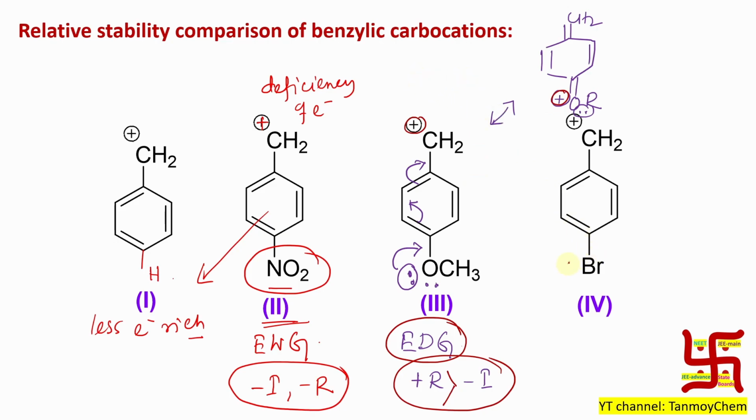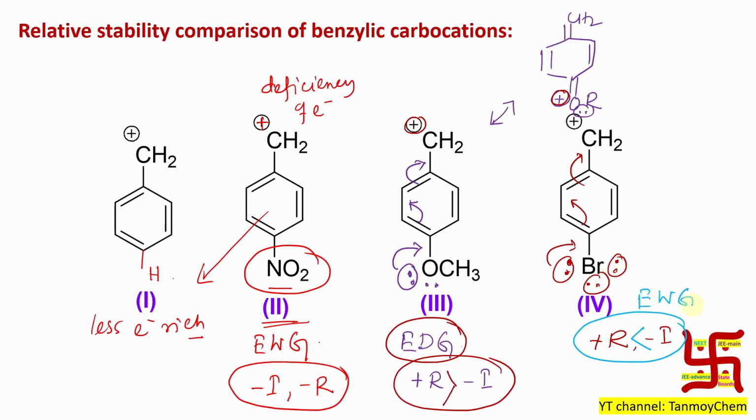Now if you look at bromine, it has a very unique criteria. This bromine has two kinds of effect. It can show plus R effect. How? Through this lone pair donation inside the benzene ring in this way I am showing, and minus I effect. Minus I effect, why? Because there is a carbon bromine bond. Since the halogen atoms are significantly high electron withdrawing groups, the minus I is more dominant over plus R, and this halogen is a weakly electron withdrawing group.